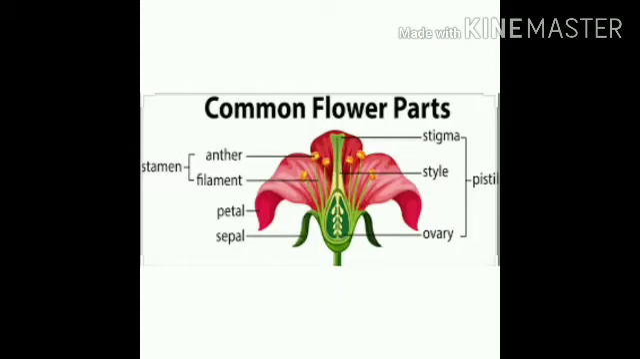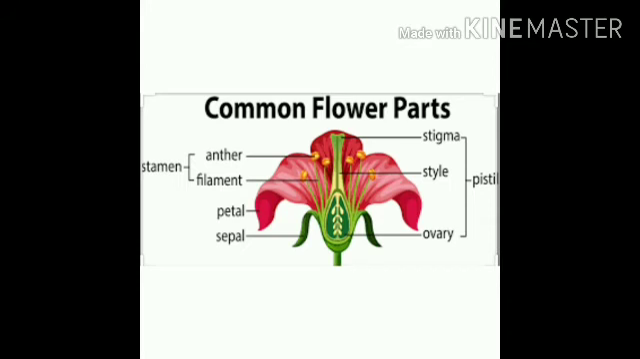The main parts of a flower are the sepals, the attractive colored petals, the male reproductive part, stamen, and the female reproductive part called carpel or pistil. As you can see in the picture, the male reproductive part, stamen, consists of two parts, that is anther and filament. The anther has pollen grains which take part in the reproduction process.